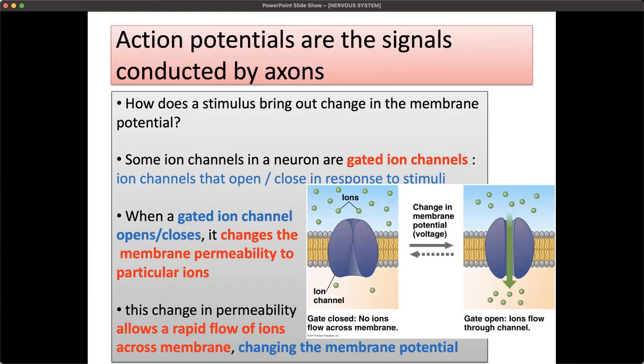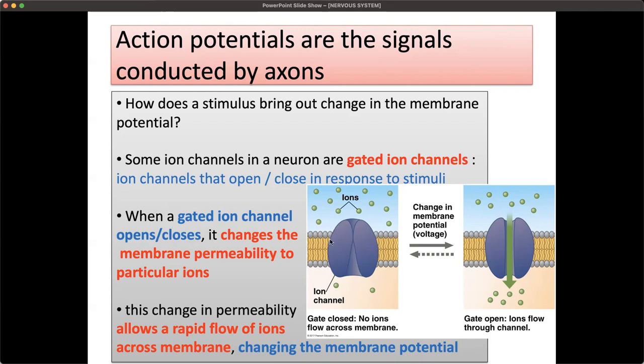Some ion channels in a neuron are gated ion channels, right? Meaning ion channels that are going to open or close depending on a stimulus. So when a gated ion channel, the sodium and potassium channels, opens or closes, it changes the membrane permeability to the particular ion. When you're talking about a sodium channel, you're only allowing the sodium ion to flow in, right? Only a particular ion, not all ions are allowed to diffuse in and out. So this is going to change the permeability, allowing a rapid flow of ions across the membrane, changing the membrane potential.